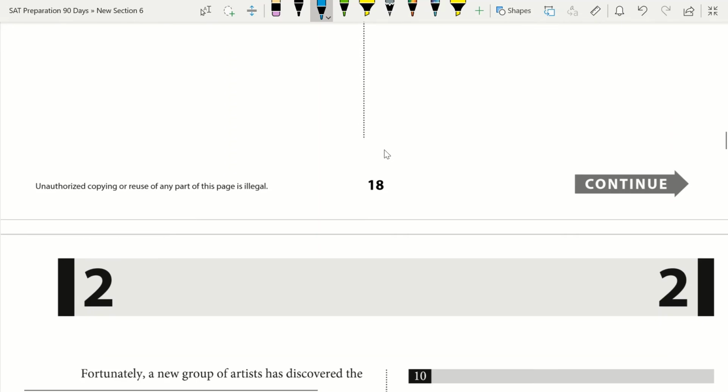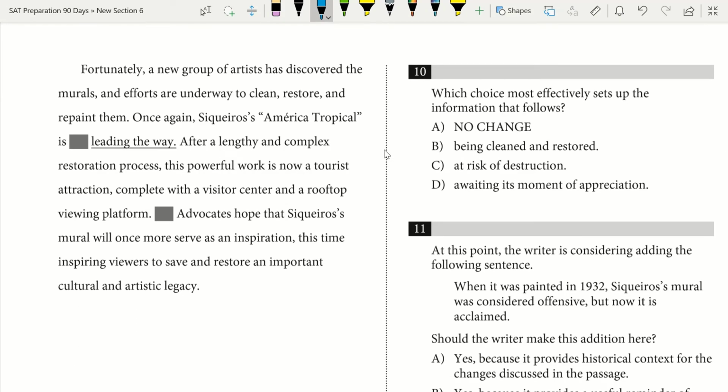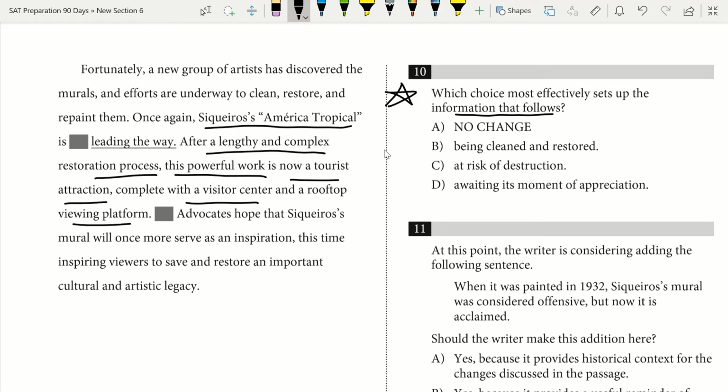All right, now we've got question 10. Fortunately, a new group of artists has discovered the murals and efforts are already underway to clean, restore, and repaint them. Once again, Sequeiros' America Tropical is leading the way. We're asked for what sets up the information that follows. We need to know the information that follows. After a lengthy and complex restoration process, this powerful work is now a tourist attraction, complete with a visitor center and a rooftop viewing platform. All right, now we read on, we see advocates hope that Sequeiros' mural will once more serve as an inspiration. So obviously we're continuing to talk about that America Tropical mural. Since we talked about Sequeiros' mural, I'll put it in blue where we do right here. Okay, we talked about Sequeiros' mural right there. Since we're going to continue talking about that, that's going to be setting up that information that follows, right?